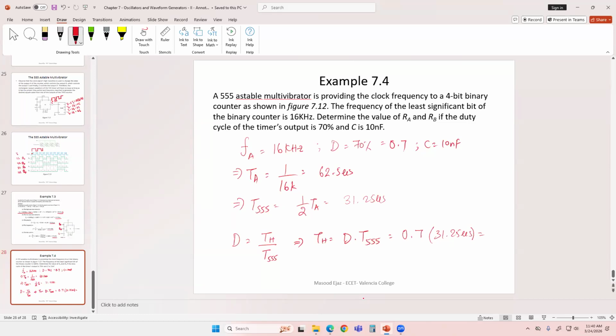All right, what is that? 0.7 times 31.25 micro. 21.875 microsecond. Okay, so this is the high time. So we know that TH is 0.693 (RA plus RB) times C, which is equal to 21.875 microsecond.